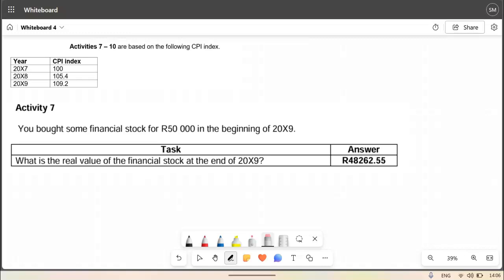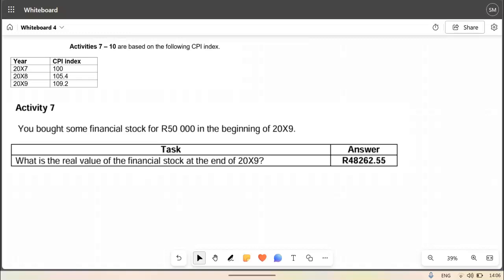Okay, in this video, we're going to tackle the inflation calculations on your work chart. I already gave you the answer because I know that the answer is not the most important thing. What's important is for us to know how we get to the answer. So for activity 7, we want to calculate the real value of the financial stock at the end of 20x9.